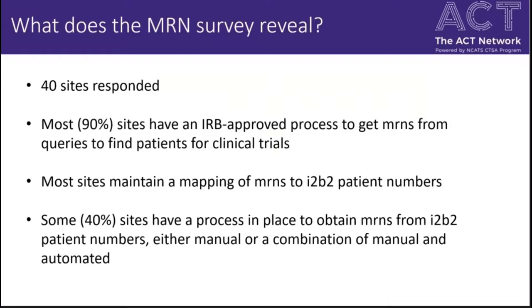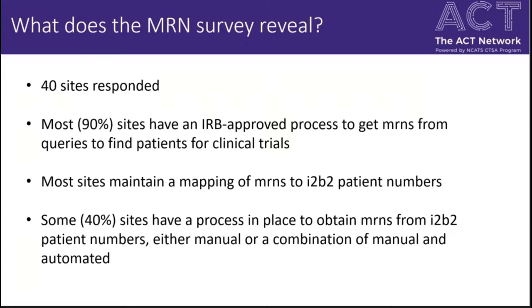So I want to thank all the people who participated in the survey, because we got a great response. We got 40 sites participating. And what we found out is that most everybody said that they have an IRB approved process that allows them to get medical record numbers from clinical trials. That's without IRB2 and Trine or anything. They're allowed to do this. That's great.